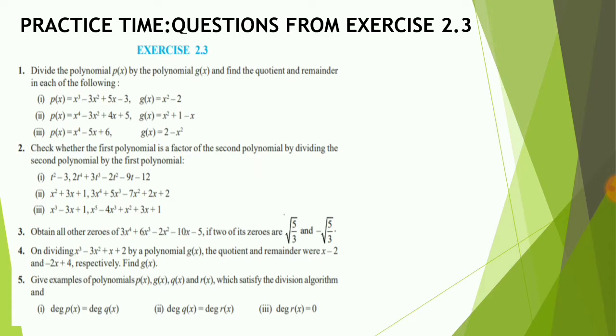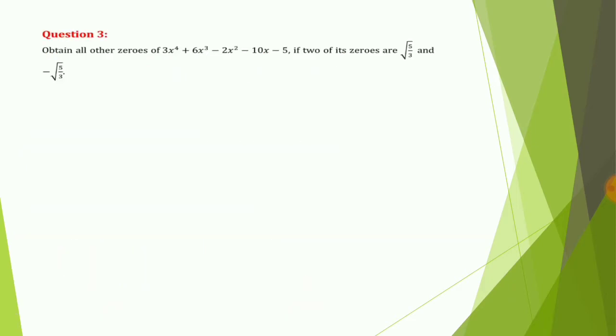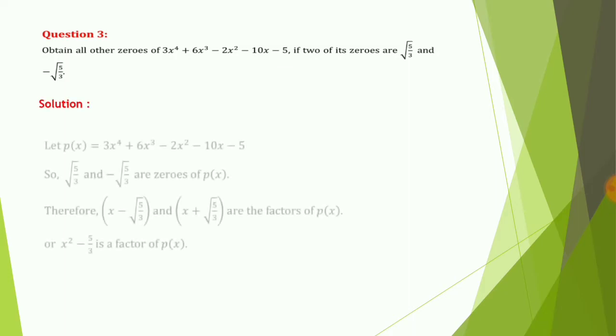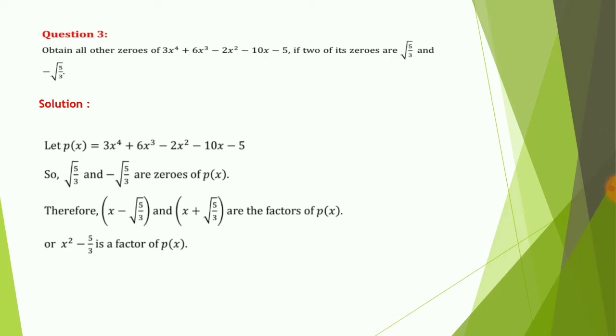The third question is again a very important one, quite similar to the question we had done, that if √2 and -√2 are the zeros. In the same way, if √5/3 and -√5/3 are the zeros, then for sure x - √5/3 and x + √5/3 will be factors of p(x). If they are factors of p(x), then their product will also be a factor of p(x). So (x - √5/3)(x + √5/3) will be a factor of p(x). So x² - 5/3 is a factor of p(x).